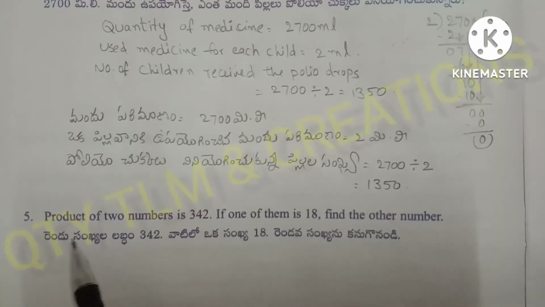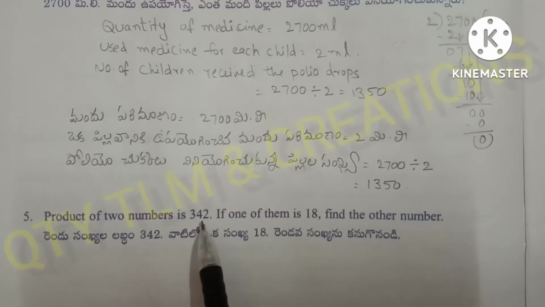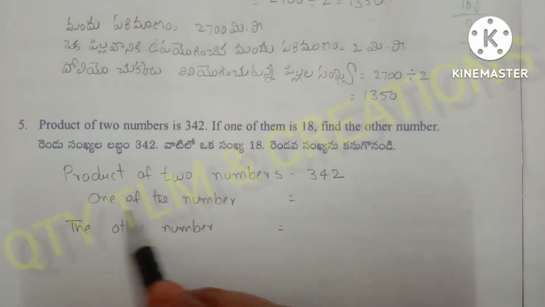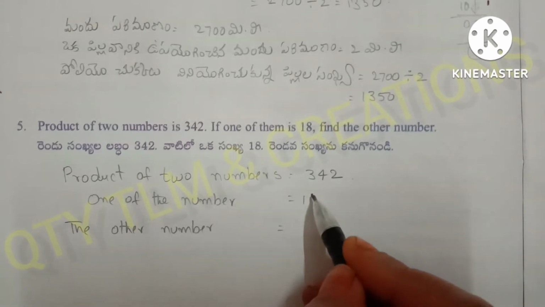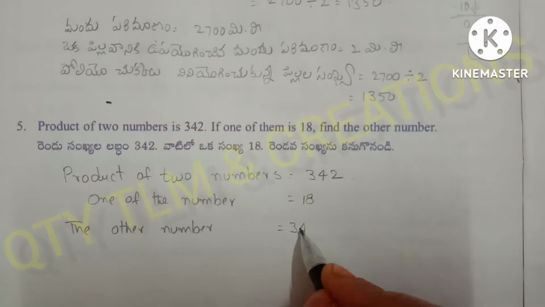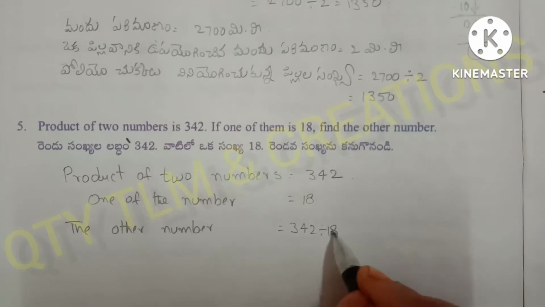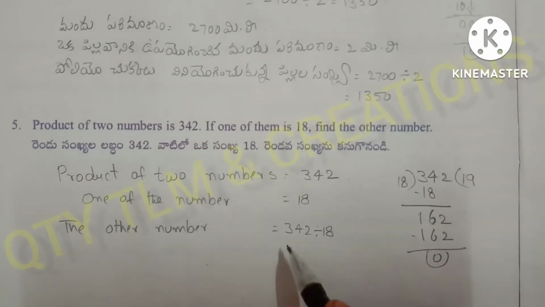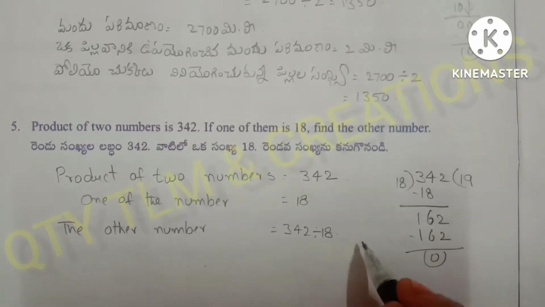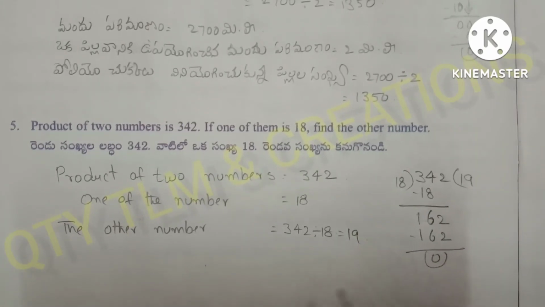Next question. The product of two numbers is 342. If one of them is 18, find the other number. Product of the two numbers equals 342. One of the numbers equals 18. The other number equals 342 divided by 18. So 18 divides 342 for 19 times. So the other number is 19.